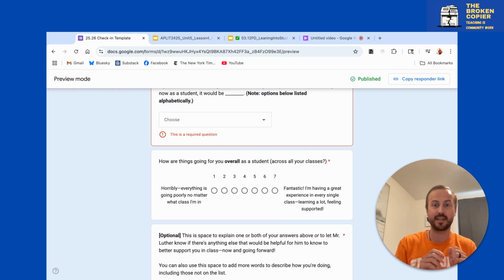But if that student is saying they're also a 2 or a 3 in all their other classes, that's a little different than if a student is a 5, a 6, or even a 7 in all their classes and mine's the class that's not supporting them. That's not a good experience. And to be fair, the flip side, right?